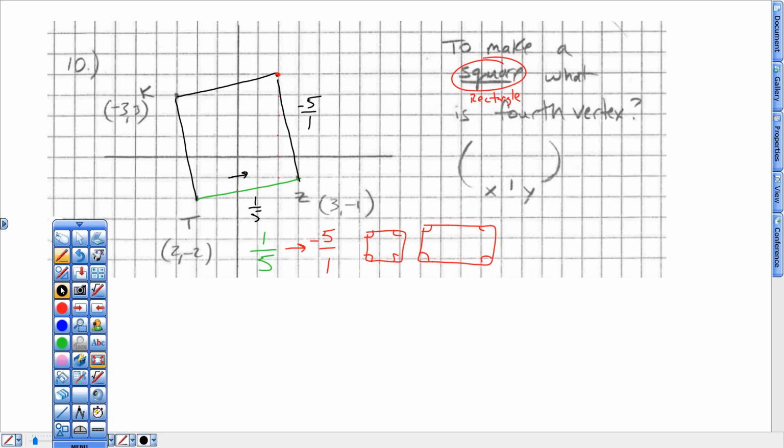And now the last part is to write that coordinate, which is going over 2, up 4. Write those coordinates in the right spot. Over 2, up 4. All right, moving on. Number 11.